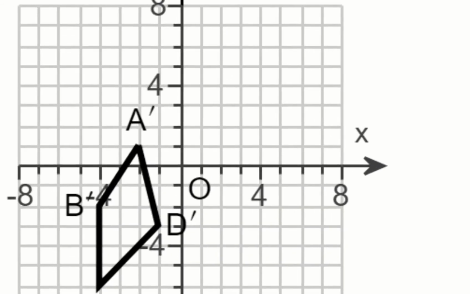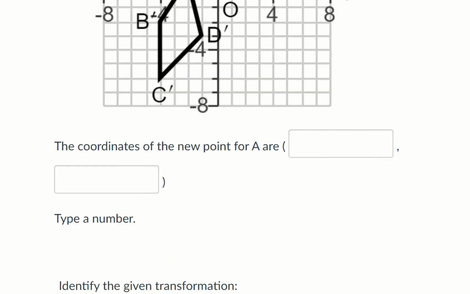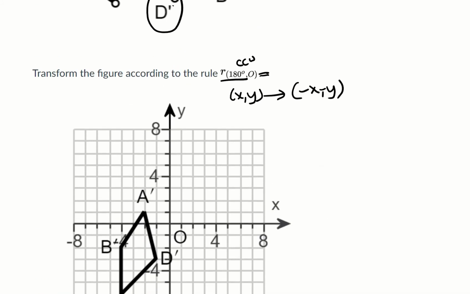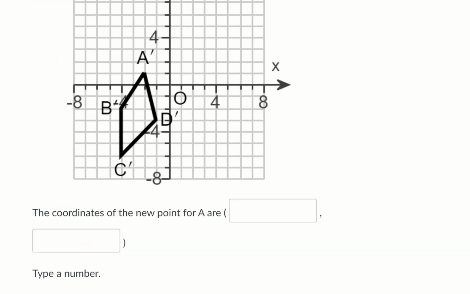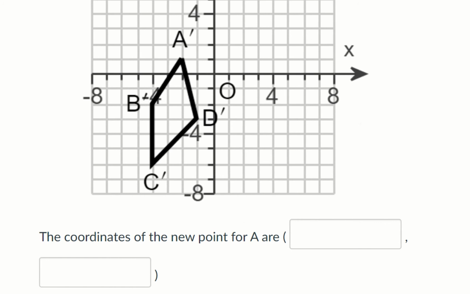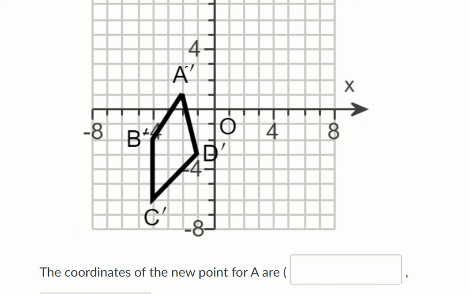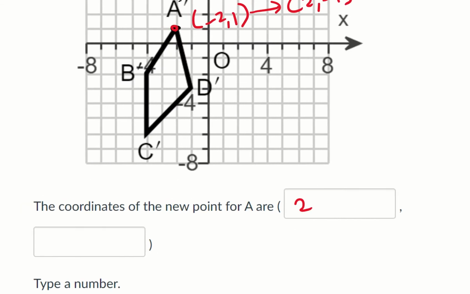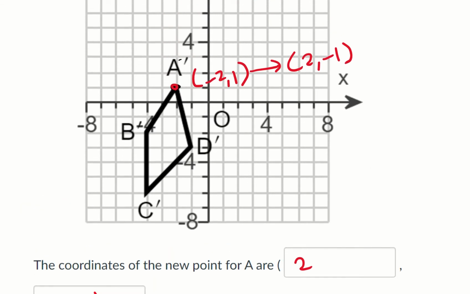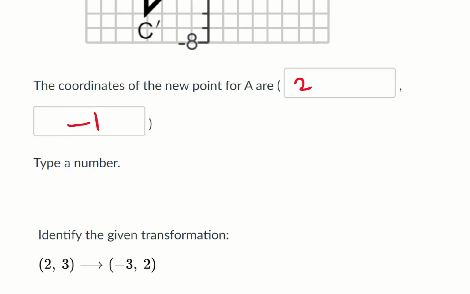So the coordinates for A are -2, 1. Then if I transform that, that's going to be 2, -1. All I have to do is change my coordinates. And then the coordinates for this point are -1, -3. So I change the signs, and that'll be 1, 3.